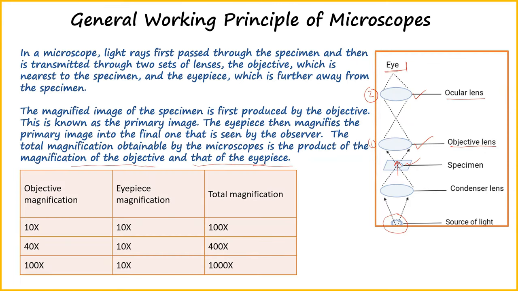Let's check the magnification power of different lenses. Here you can see the objective lens contains three magnification powers, 10x, 40x and 100x. The eyepiece basically contains 10x or sometimes 15x power. So the total magnification obtained in this portion will be 10 into 10, 100x, 40 into 10, 400x. So a 400x image will be produced here. The observer will receive a 400x image.